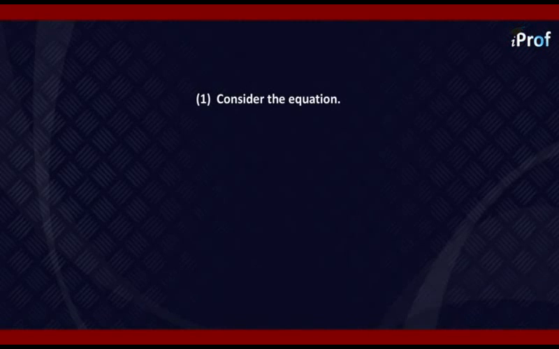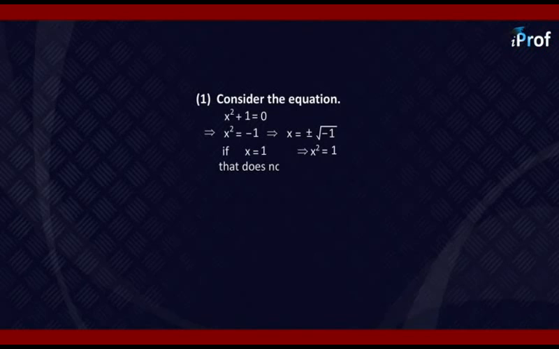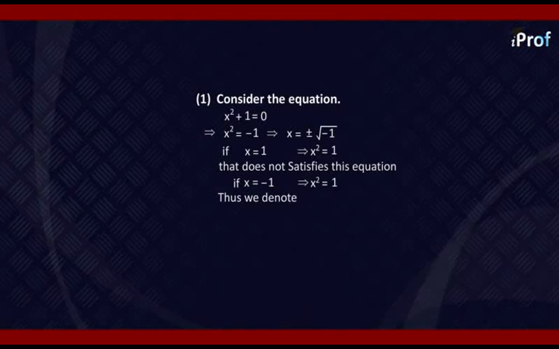Consider the equation x square plus 1 equal to 0. That gives you x square equal to minus 1, and x is equal to plus minus square root of minus 1. Now this square root of minus 1 cannot be 1, because if x is equal to 1, x square is also equal to 1. That doesn't satisfy this equation. If x is equal to minus 1, still x square is equal to 1. Therefore that too doesn't satisfy this equation. Thus we have this square root of minus 1, which is neither equal to 1 nor minus 1.